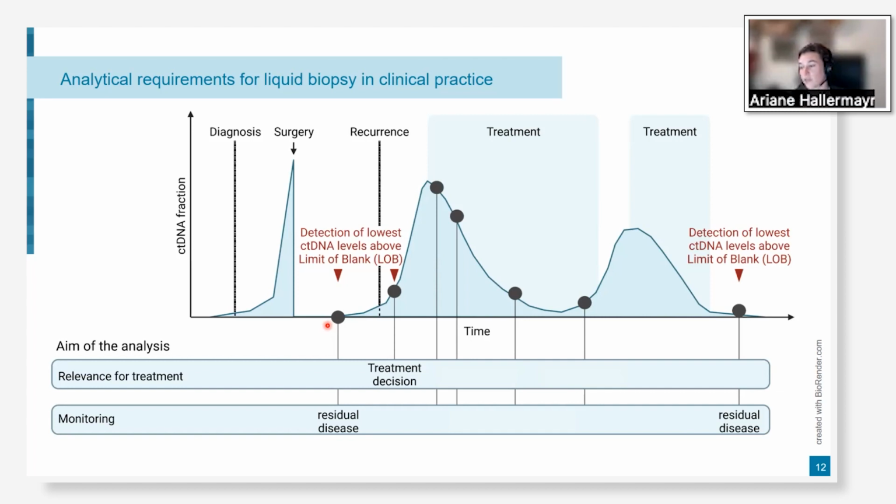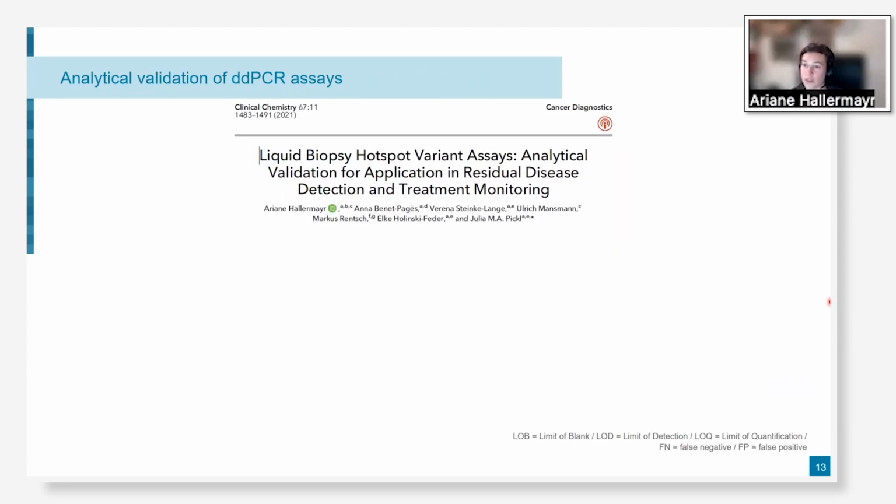And then a second critical cutoff for the analysis of circulating tumor DNA in clinical practice is the limit of quantification, because only above this cutoff is it possible to reliably quantify circulating tumor DNA levels and predict, for example, response or resistance to treatment. And within the first paper of my PhD, I focused specifically on the analytical validation of 5 ddPCR assays.